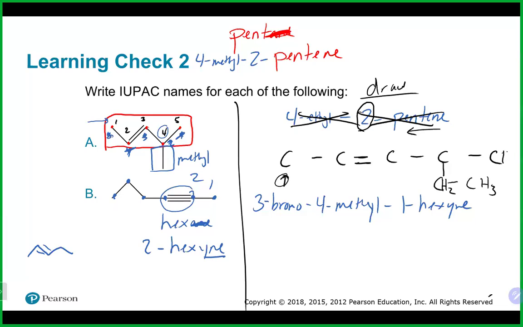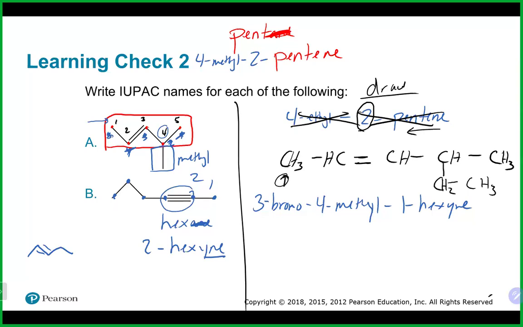So this one here has 1 line, needs 3. This has 3 lines, only needs 1. 3 lines only needs 1. 3 lines only needs 1, and 3 hydrogens here. Again, this would be your condensed formula.